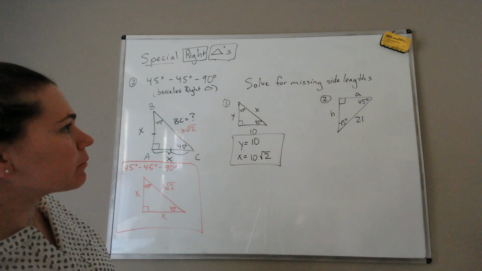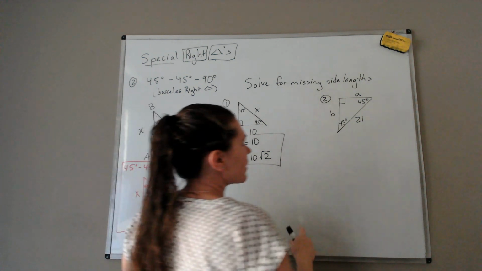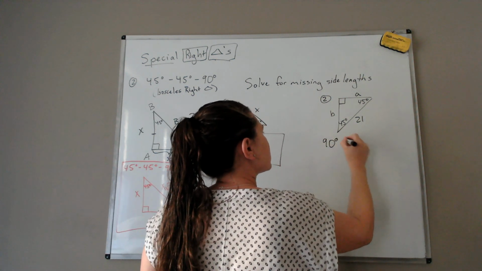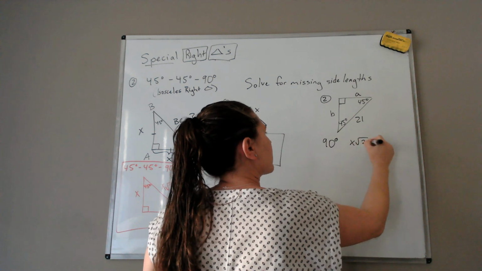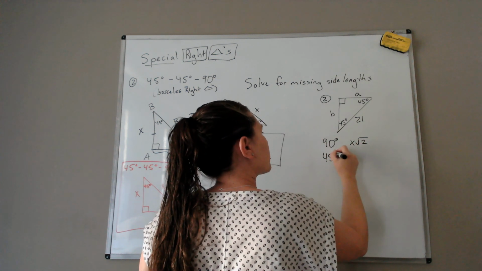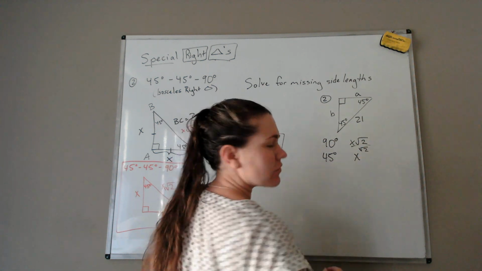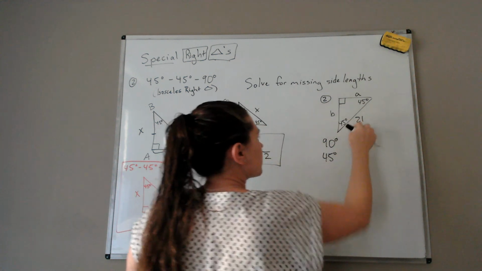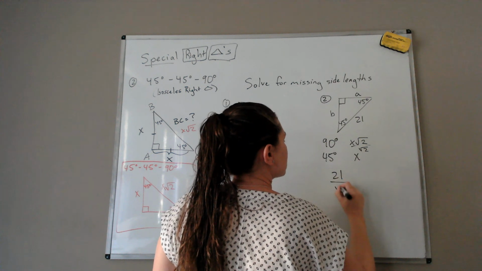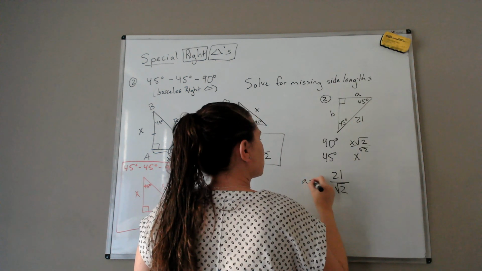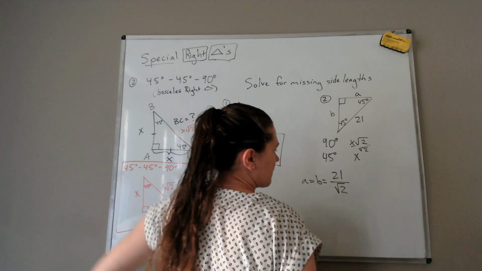Number 2, you have a 45, 45, 90. You have what's opposite 90. Remember, whatever is opposite 90 is x times the square root of 2. If you want to get what's opposite 45 degrees, you need to divide by the square root of 2. So we need to take 21 and divide it by the square root of 2, and that's going to be what's opposite 45. So that's going to be A and B.